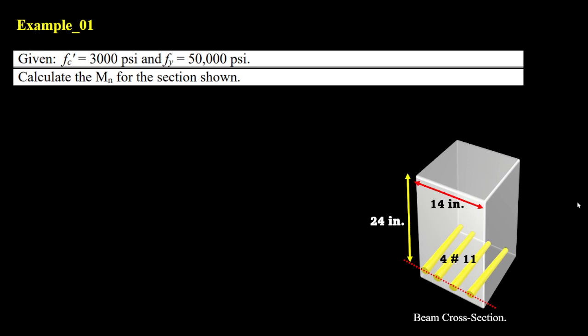Let's solve an example in reinforced concrete structures. Let's have a section with f'c, the specified strength of concrete, of 3000 pounds per square inch, and steel with yield strength of 50,000 psi, grade 50 steel, and we want to calculate the nominal moment.